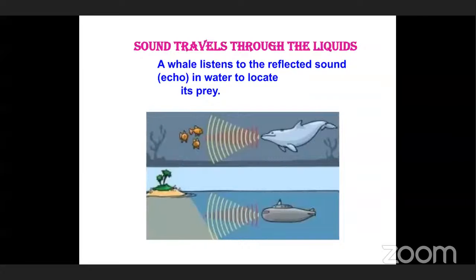Now we will move on to sound travels through liquids. See this whale. It is searching for its prey. But how does the whale understand where the prey is located? It's because of the sound. A whale listens to the reflected sound, that is echo, of the prey in water, and in that direction the whale moves to attack its prey. This shows that sound travels through liquid.